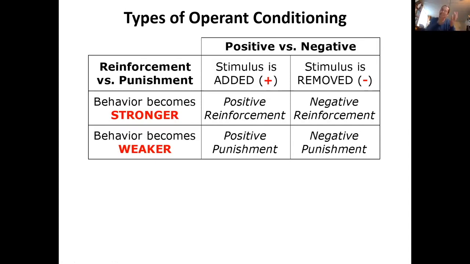And negative punishment is where, again, the behavior still decreases. We're still talking about punishment, but it decreases because it results in the subtraction or the prevention of something good, something the animal wants. So in negative punishment, the behavior again gets weaker, but it gets weaker because it results in the removal or the prevention of something the animal does want. Being grounded, having your driver's license suspended, losing privileges like TV time or internet access, those would all be examples of negative punishment. And so again, those are the four basic types of operant conditioning.